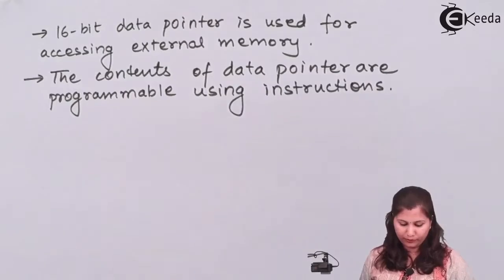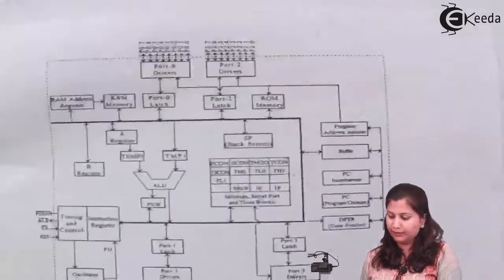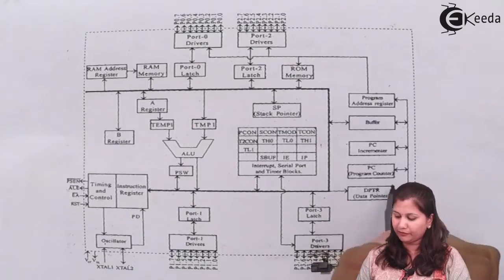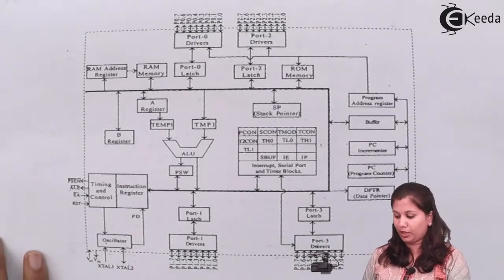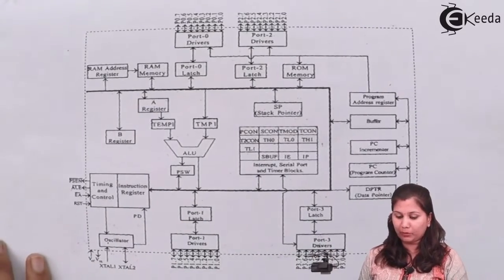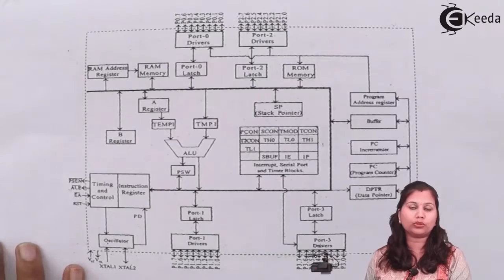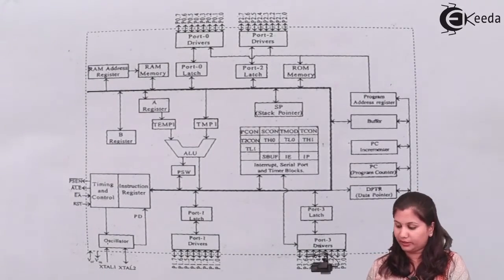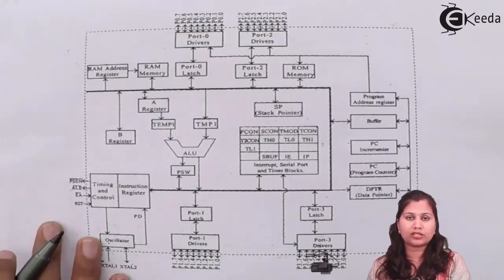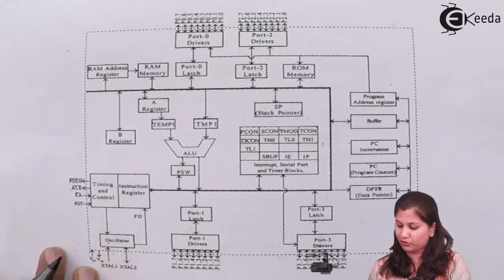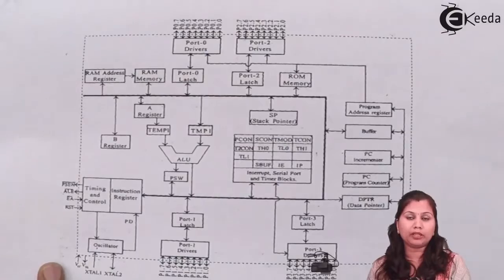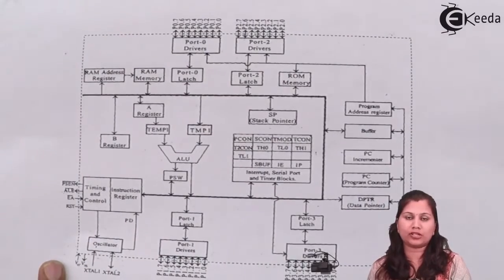Next block we have in the block diagram is the program counter. Here we were having the data pointer, above it we have the program counter. The function of this program counter is to store the address of where the next instruction is written. It is a 16-bit register, so it will hold a 16-bit address, and that address will be the address of the memory location where the next instruction is written.